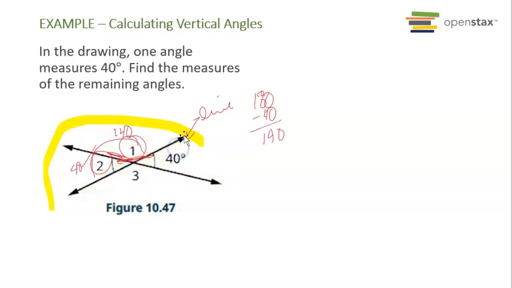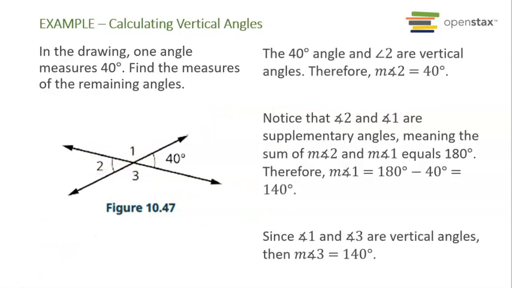And if that's 140, then I come through the bow tie to go to angle 3, and that has to be a 140. It's always going to work like that every single time. If you know one, you know them all. Which one you find first, that's up to you.